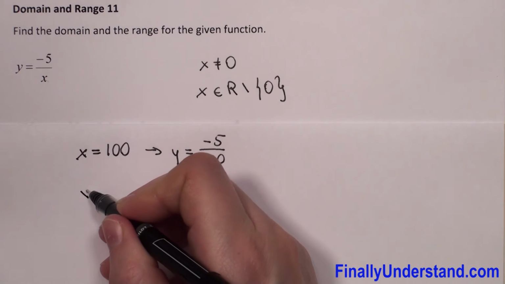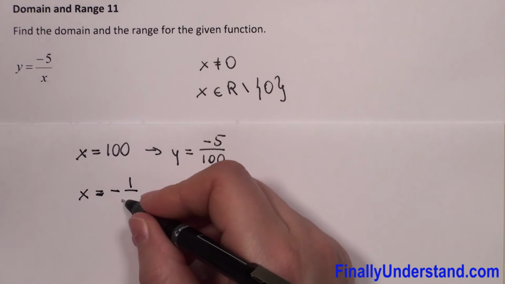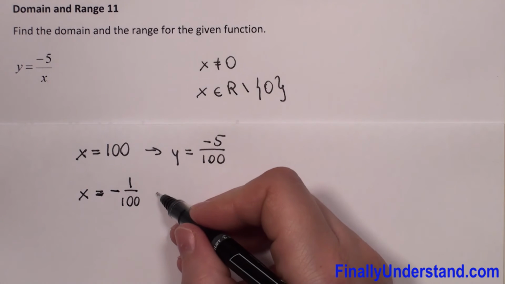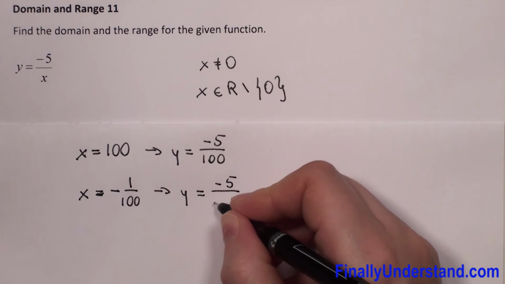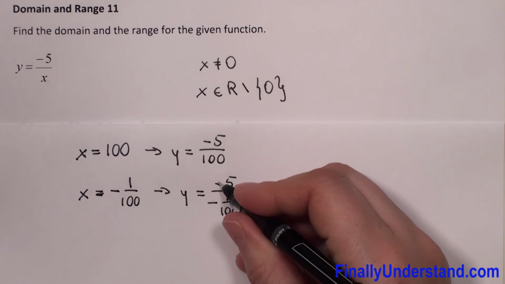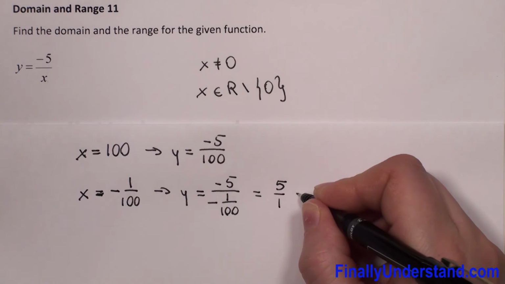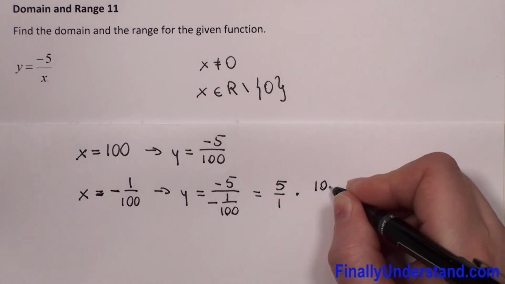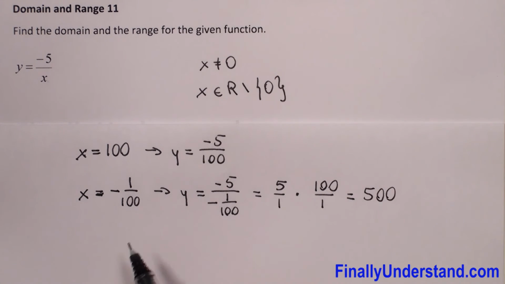If I put for x equals negative 1 over 100, then y will be equal to negative 5 over negative 1 over 100. We have division. Negative over negative gives us positive. So we have 5 over 1 times 100 over 1. This equals 500. So we see when x is smaller, y becomes bigger.